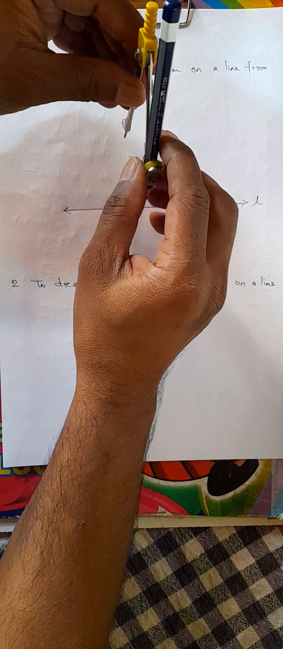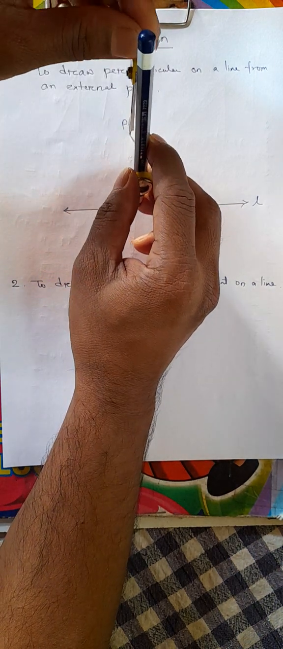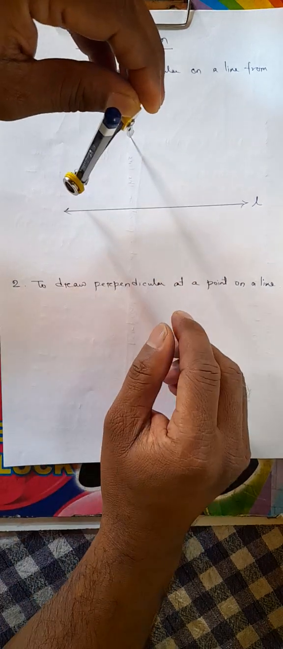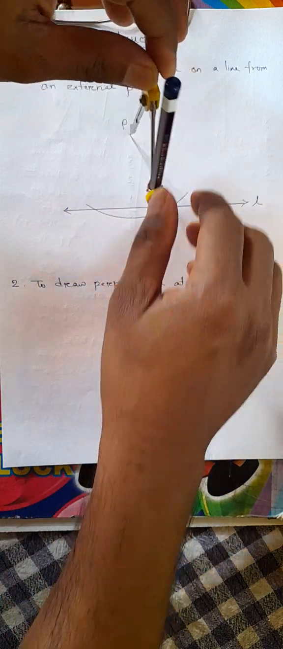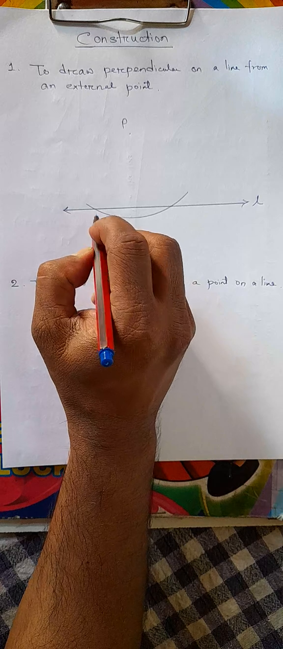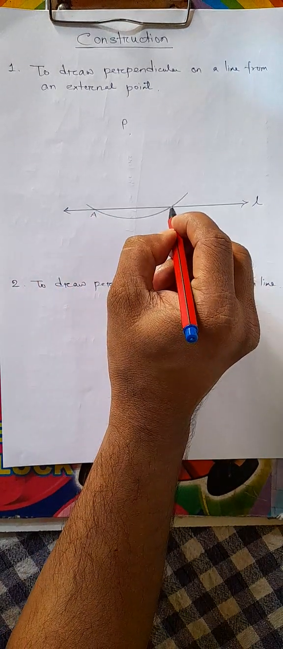So we will first draw an arc on this line, right? From P we will draw an arc intersecting this line in two distinct points. So this is an arc. Now this arc is intersecting this line at point A and B, suppose.